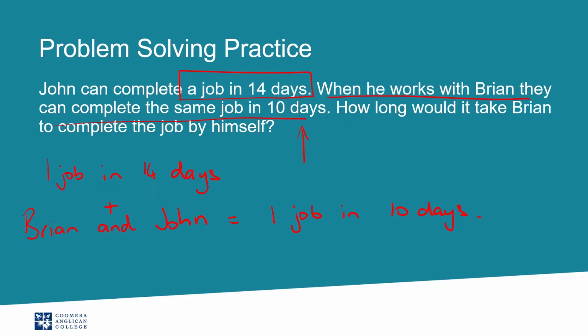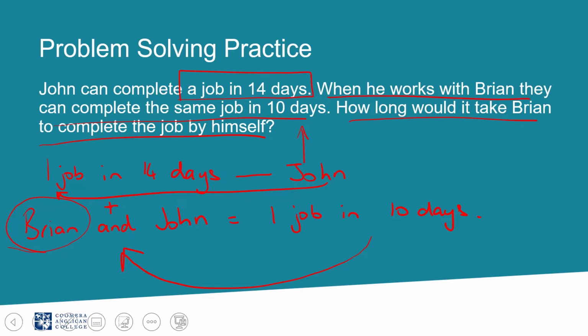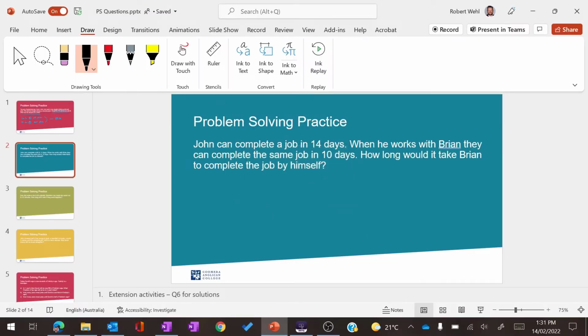Okay, so how long would it take Brian to complete a job by himself? So just have a look at the information here. You know that this is for John, okay? So you know how long it takes John, and you know how long it takes both of them to complete one job. How will you find out how long it will take Brian to complete this job by himself? Okay, pause the video here, see if you can solve it, and then Mr. Senden will jump on with the answer.